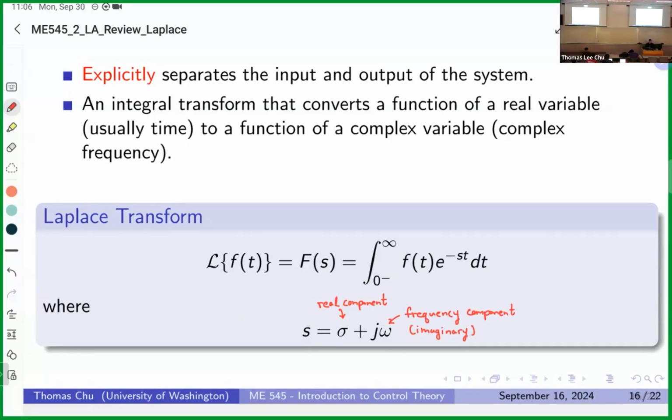The reason why the frequency component is in the imaginary domain is because when we apply Euler's equation to this, like e to the minus st, we're going to have an exponential decay or growth based off of the real component. And then the oscillation part is going to be omega here. And that's why it's in the imaginary component.